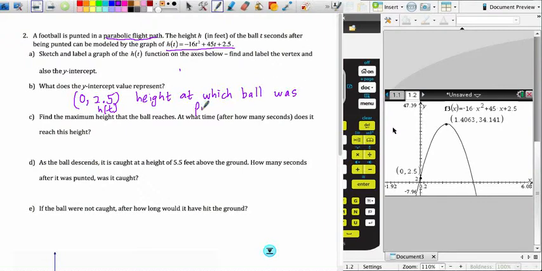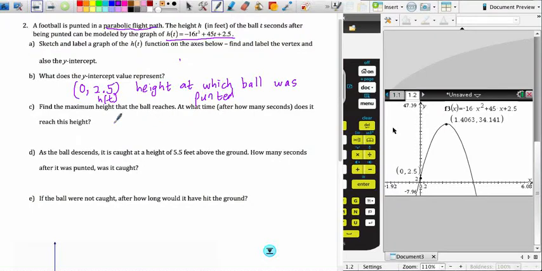Because you can see from the context of our question, a football is punted if at time 0 the ball is already at 2.5. Of course, this is where it is dropping out of the player's hands and he or she is about to kick the ball. Okay, what is the maximum height that the ball reaches, and at what time, after how many seconds, does it reach the height? Of course, we've already established this from the graph.